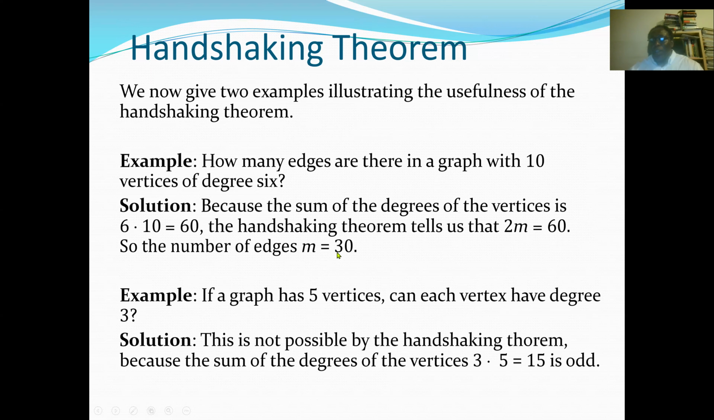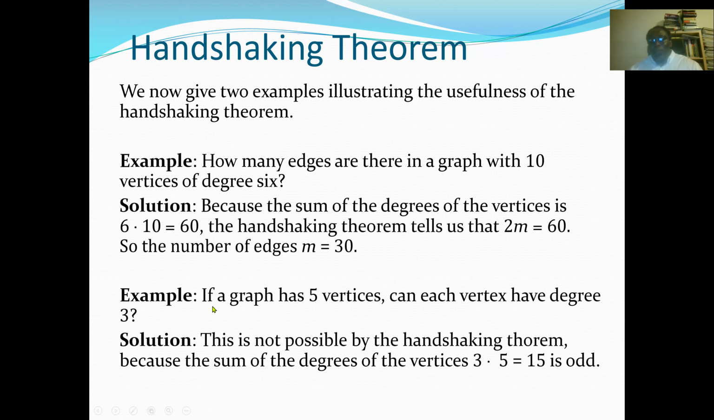So 2m equals the sum of the degrees of the vertices in the graph. In this case, we have a graph with 10 vertices, and each vertex has degree 6.